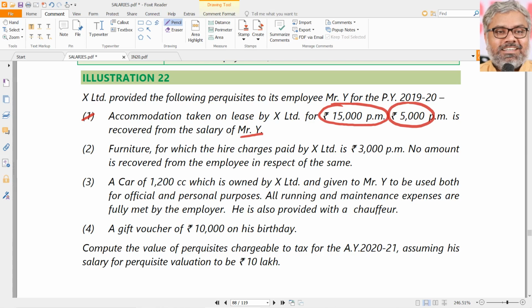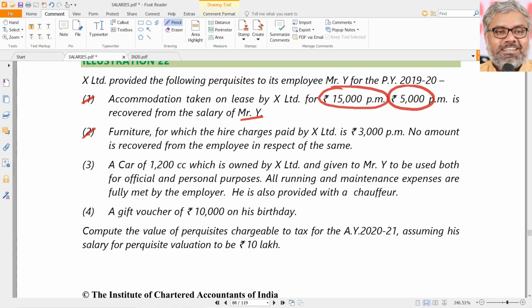Recovery should happen after we compute the value of perquisite. While computing the value of perquisite, we should not think about recovery. That is the important point to be noted here. That is why this type of question is given, to make you fall into a trap.